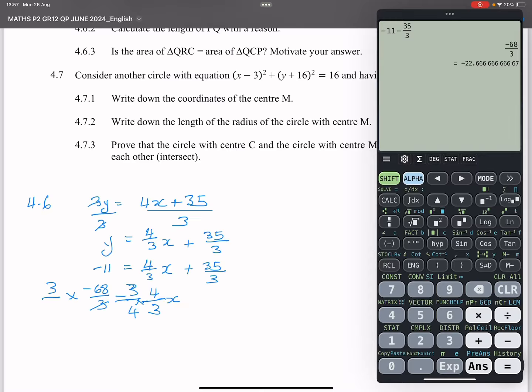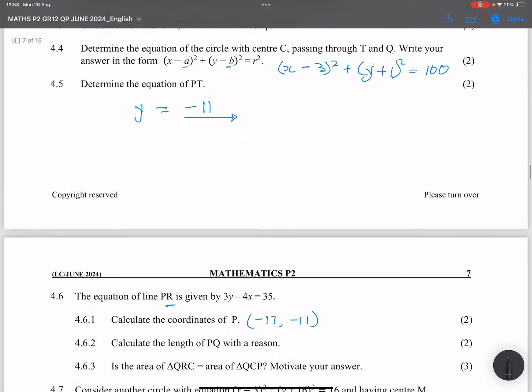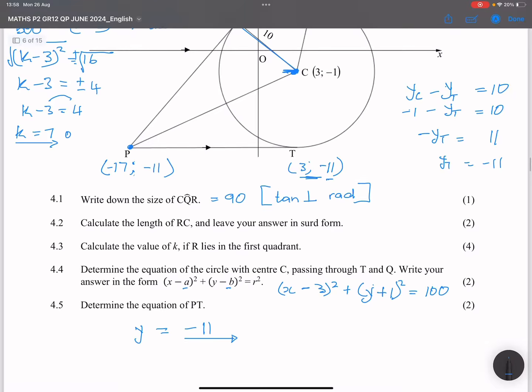So what I do on the left, I will also do on the right-hand side. So that cancels with that, that with that. That 3 cancels with that. So we've got 68 divided by 4. And that tells me that x will be equal to negative 17. So the coordinates of P are negative 17 and negative 11. I can already see that it is in the third quadrant, so definitely my x values should be negative. So that's minus 17 and minus 11.